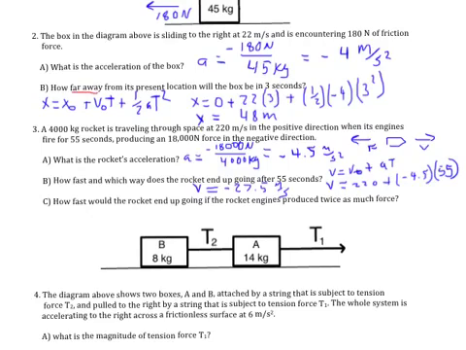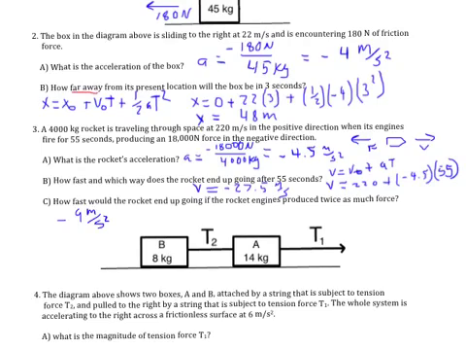Well, how fast would the rocket end up going if the engines produced twice as much force? So if I double the force, I'm going to double the acceleration. So instead of negative 4.5, the acceleration is going to be negative 9 meters per second squared. So I'm going to use my kinematics equation again, but this time using negative 9 instead of negative 4.5, because double the force, you double the acceleration.